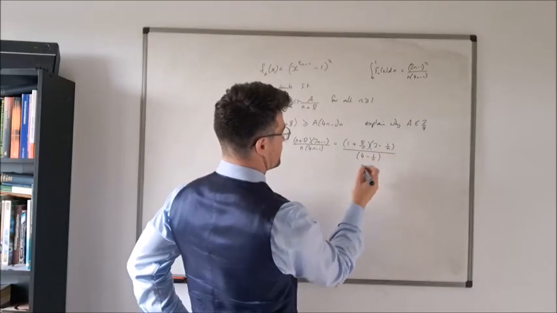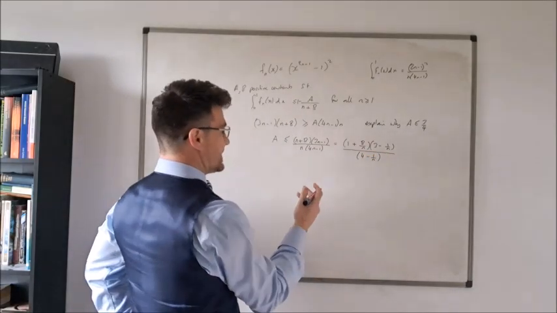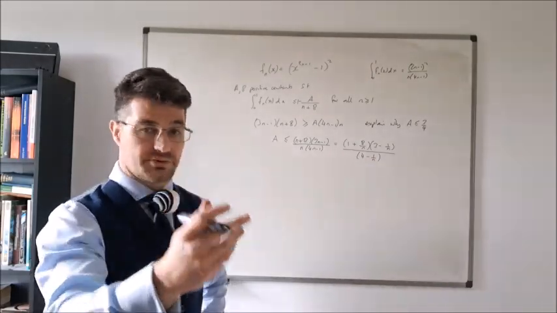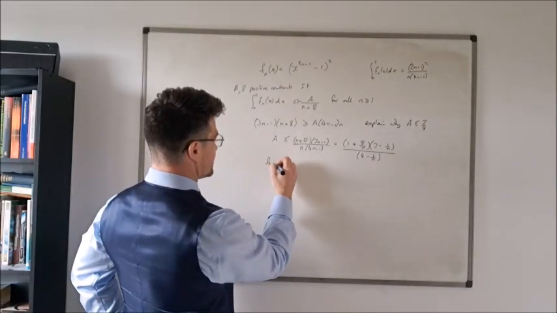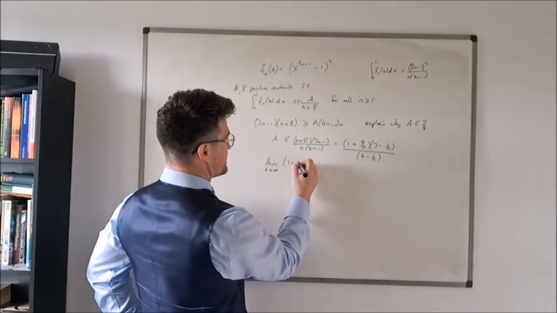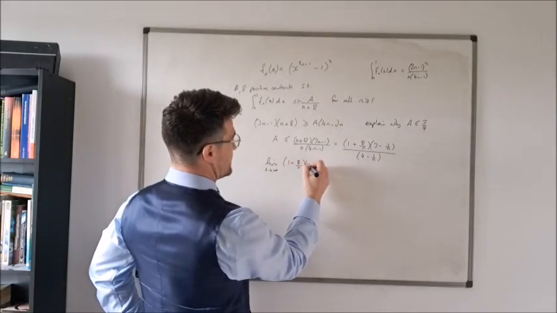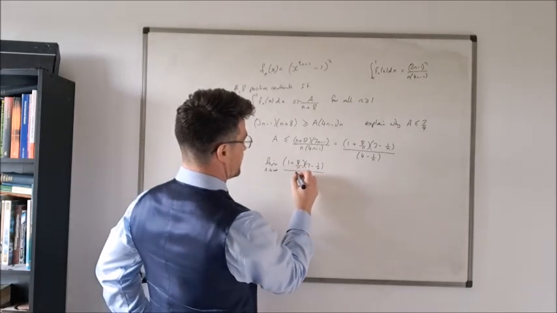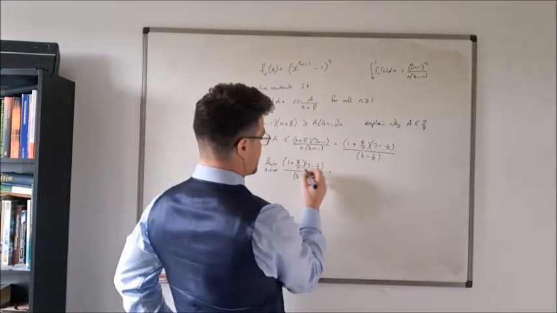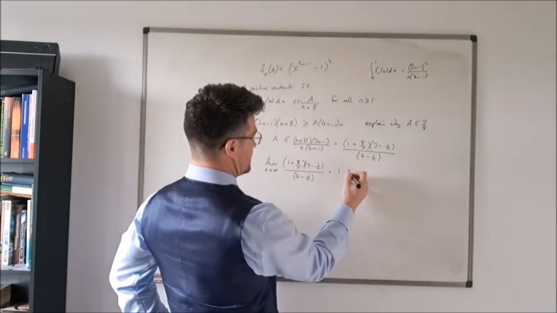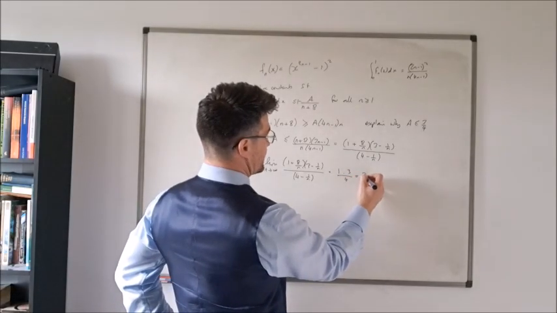Okay, and then what I did is I looked at the limit of this as n approaches infinity. So the limit as n approaches infinity of (1 plus b over n) times (3 minus 1 over n) over (4 minus 1 over n). And this turns out to be 1 times 3 over 4, which is 3/4.